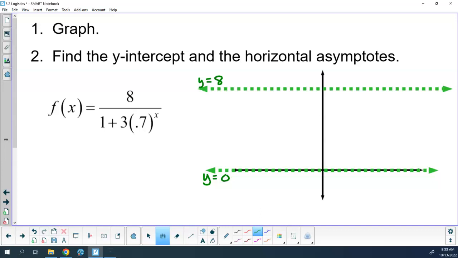Zero for x. So if I find f of 0, that would be 8 over 1 plus 3 times 0.7 to the 0 power. Well, what's 0.7 to the 0 power? Times 3, over 4, right? Which is like go through the point zero, comma two.